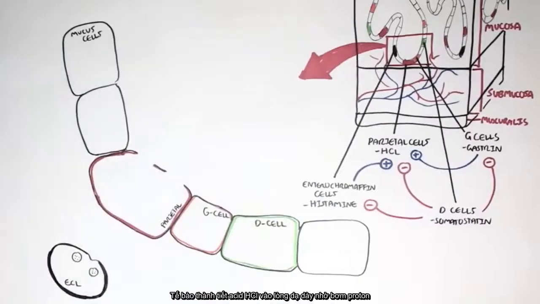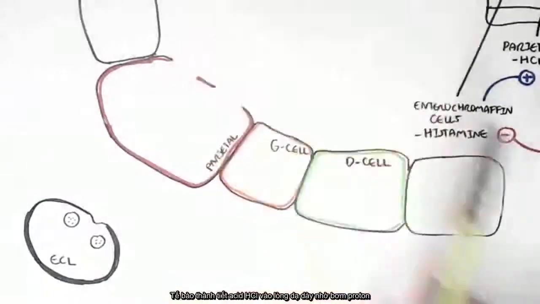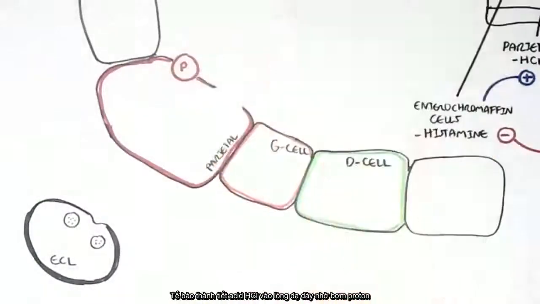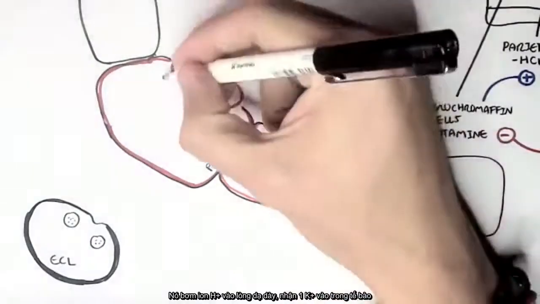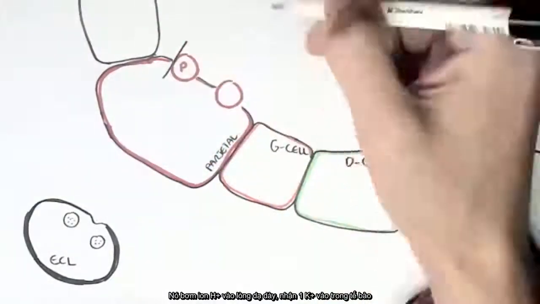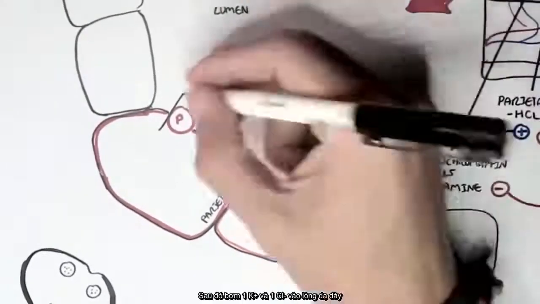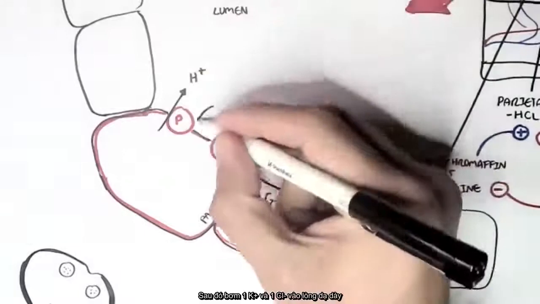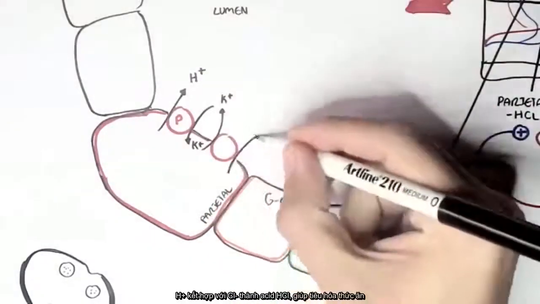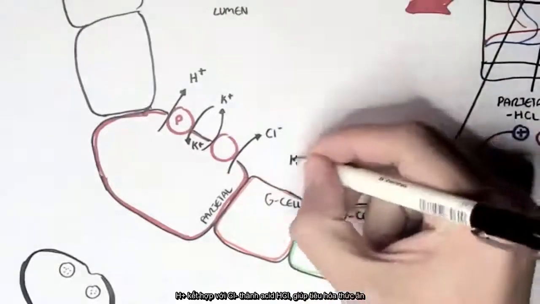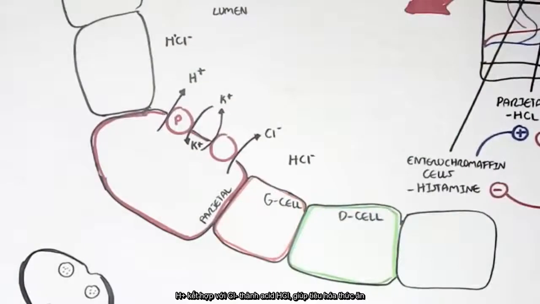The parietal cells secrete hydrochloric acid into the lumen of the stomach, which is situated here, through a proton pump sort of thing. The parietal cells secrete hydrochloric acid by secreting hydrogen ion in exchange for potassium ion. And then it will secrete this potassium ion again together with chloride ion, thus forming hydrochloric acid in the stomach. Simple. HCl is hydrochloric acid and helps in food digestion.